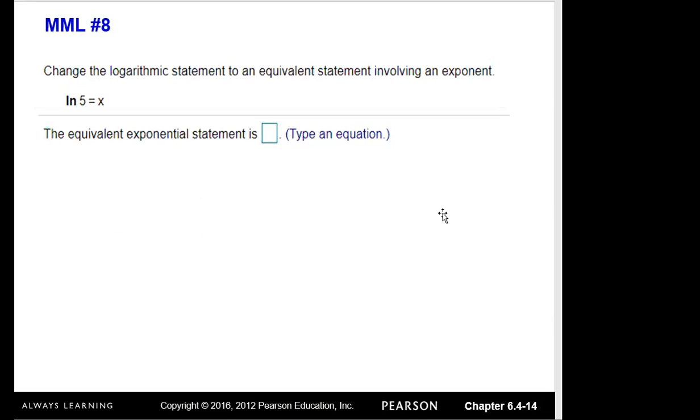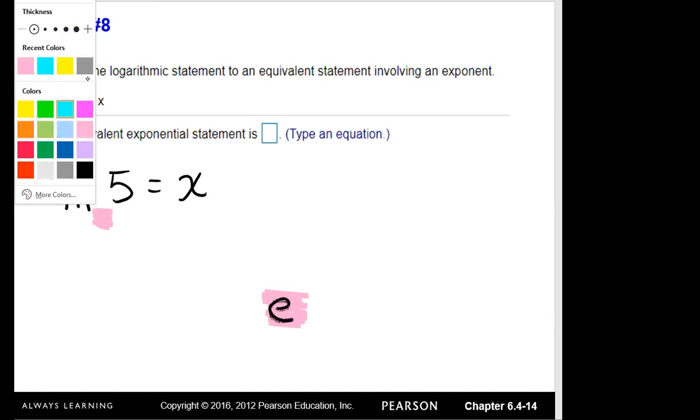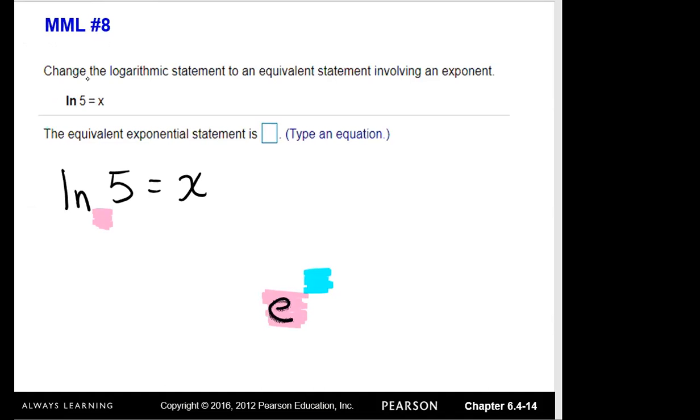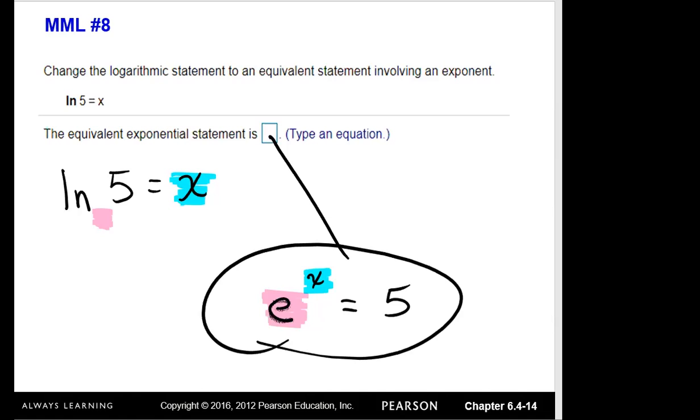And here's number 8. Change the logarithmic statement to an equivalent statement involving an exponent. And here they just kind of threw the ln at you. But you have to remember when you see ln of 5 is equal to x, your base is right here. That is the invisible e, but it's not invisible now because you're going to exponent land. And it's going to be raised to the power of whatever the logarithm was set equal to, which was x. So x goes right here, and then it's going to equal that 5. Invisible e right there. All right, so that takes care of that part.